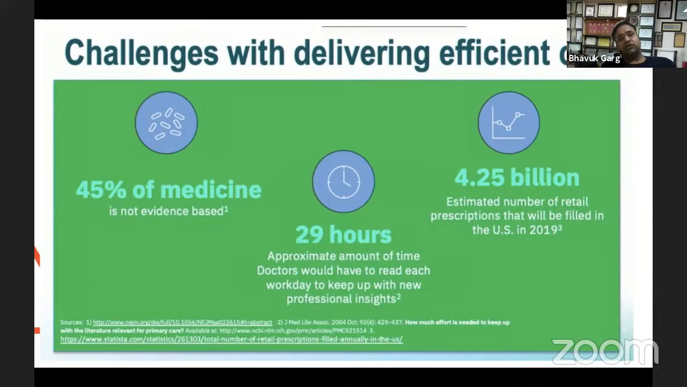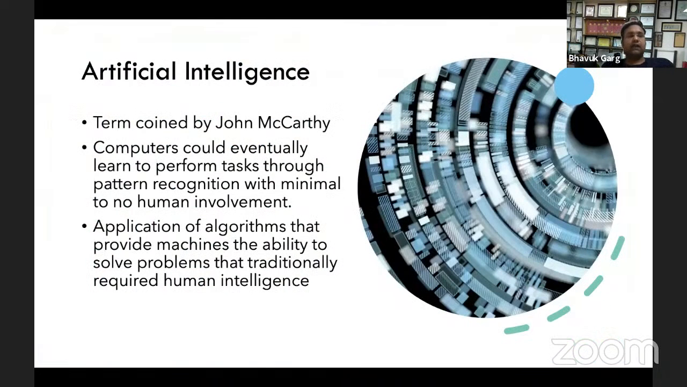Already there are so many journals and so many articles coming up day by day. And if you look at the approximate amount of time you would need to read each workday to keep up with the new professional insights, you will need around 29 hours, which is not humanly possible. So here comes the role of artificial intelligence. It is a term coined by John McCarthy. Basically, it is when computers can eventually learn and perform tasks which a human can do without human involvement. You develop algorithms that give machines the ability to solve problems that require human intelligence.